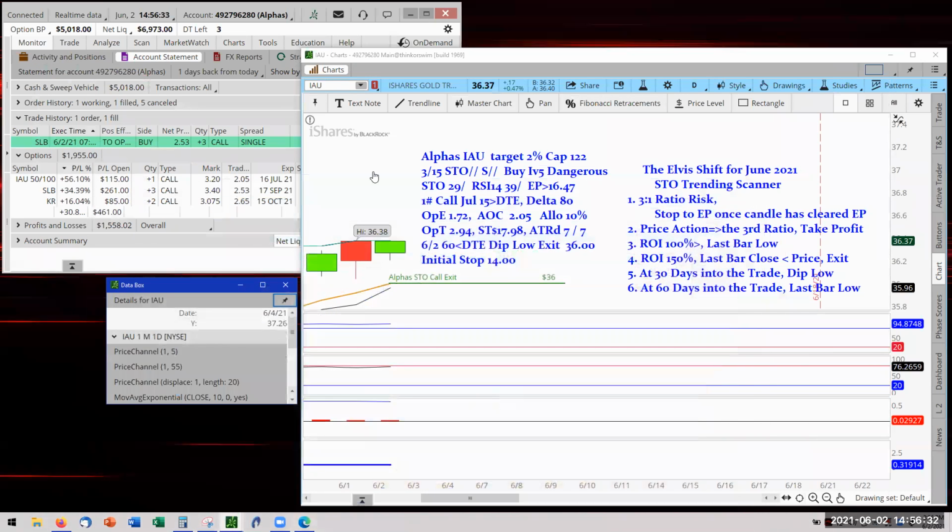IAU at 56%. Let's get going here. So IAU is at 56%, $115. We're $7 short from the target. And we have a call.